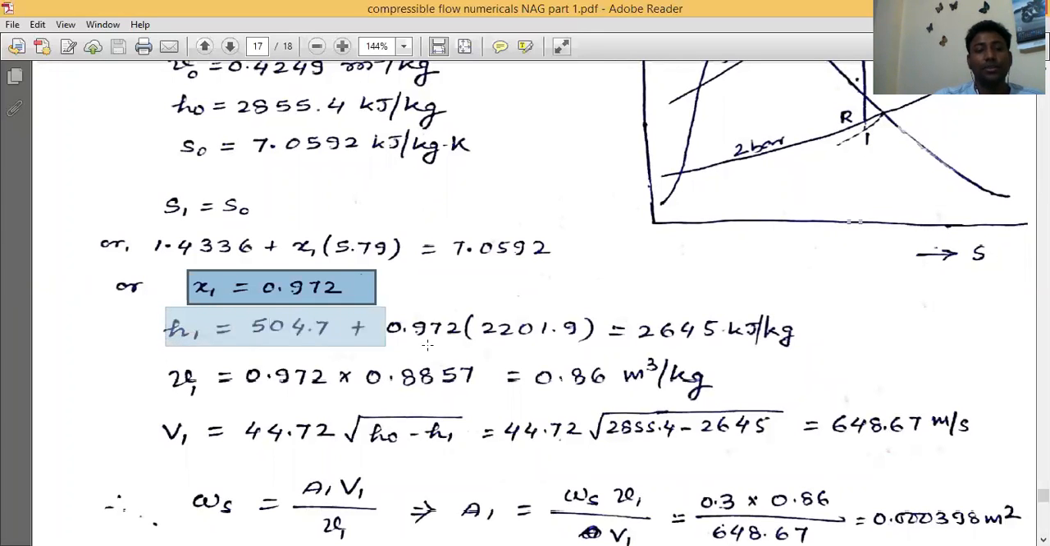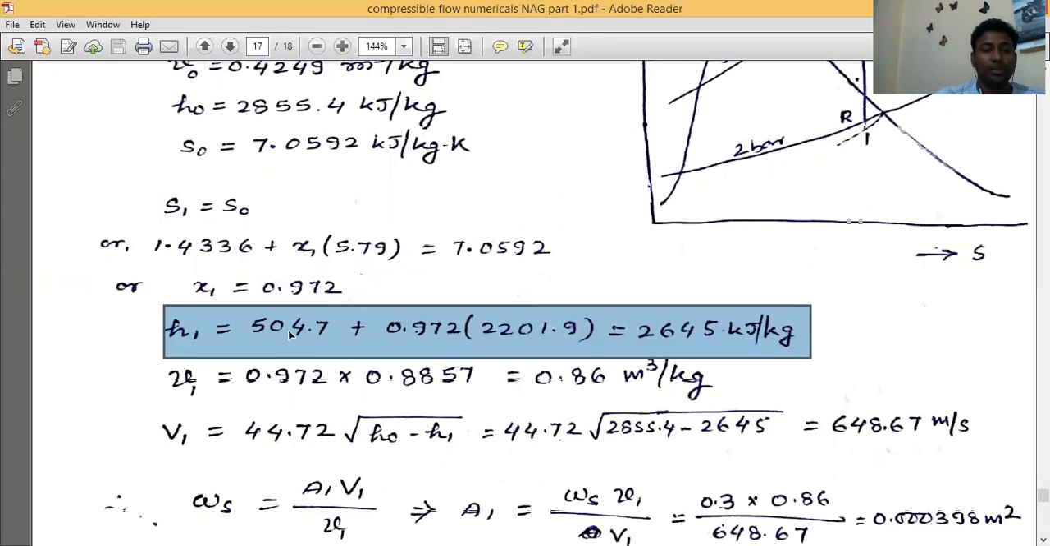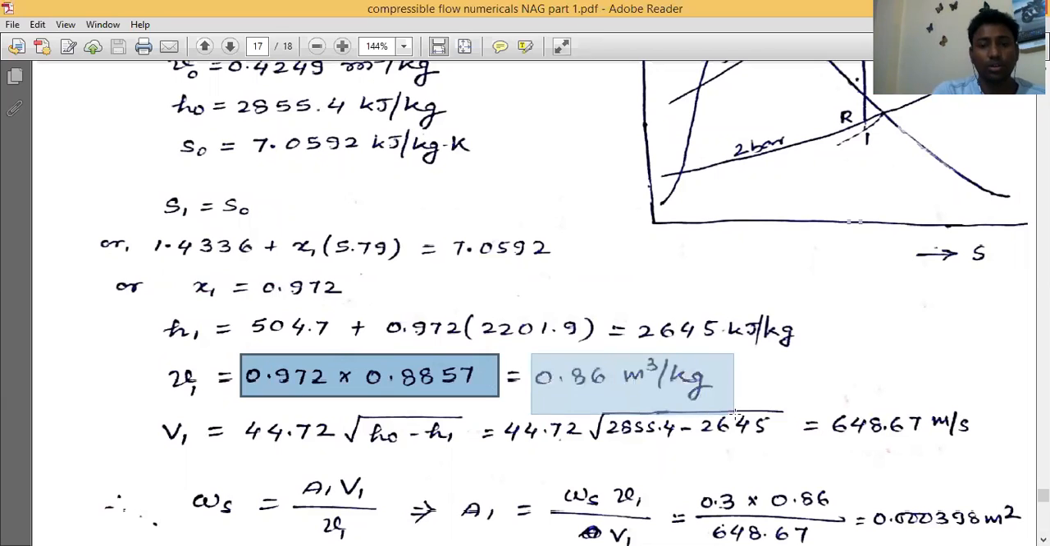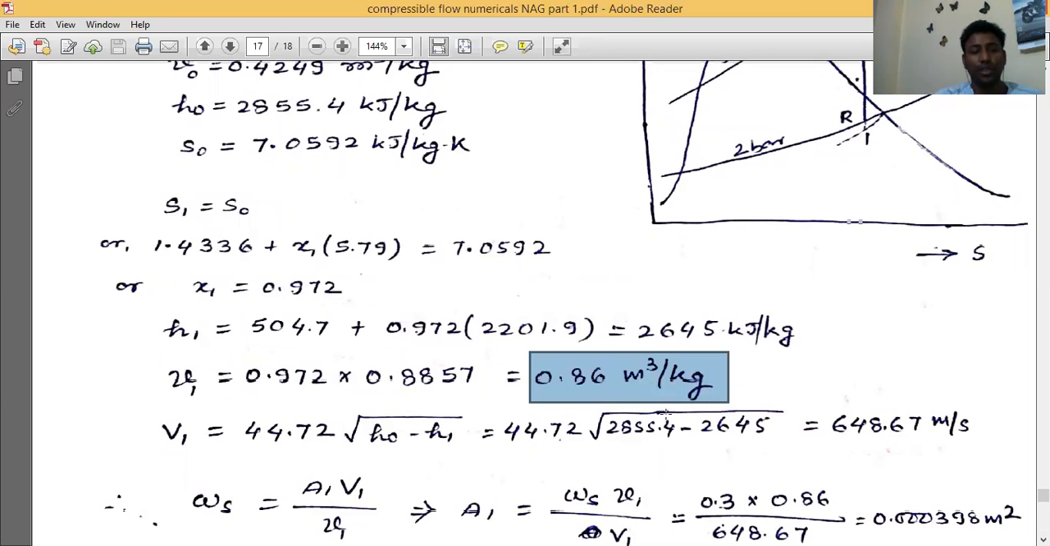Therefore we can determine the h1 value. h1 is hf plus x hfg. Reading all the data from the steam table and substituting, we get a value of 2645 kilojoule per kg. Similarly, v1 can be determined as vf plus x vfg. However, it can be observed that vf is very small and can be neglected. So directly we take x into vfg, and we get the value 0.86 meter cube per kg.